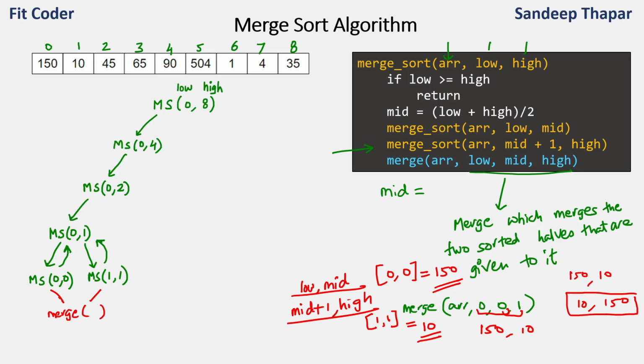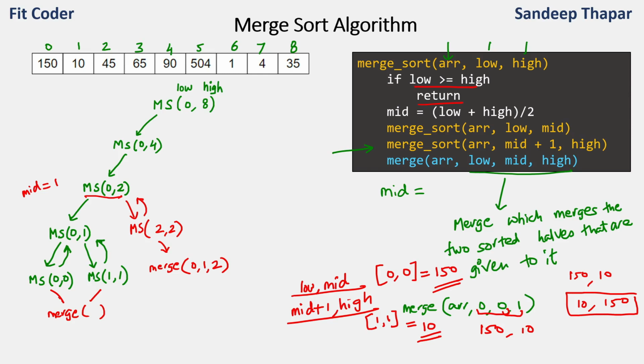Now we go back to merge sort 0, 2. So at this point, midpoint is 1. So we call merge sort 2, 2. When low is equal to high, we return it. So this means after this, we call the function merge and we pass it low is 0, mid is 1 and high is 2. So we pass it 0, 1 and 2.